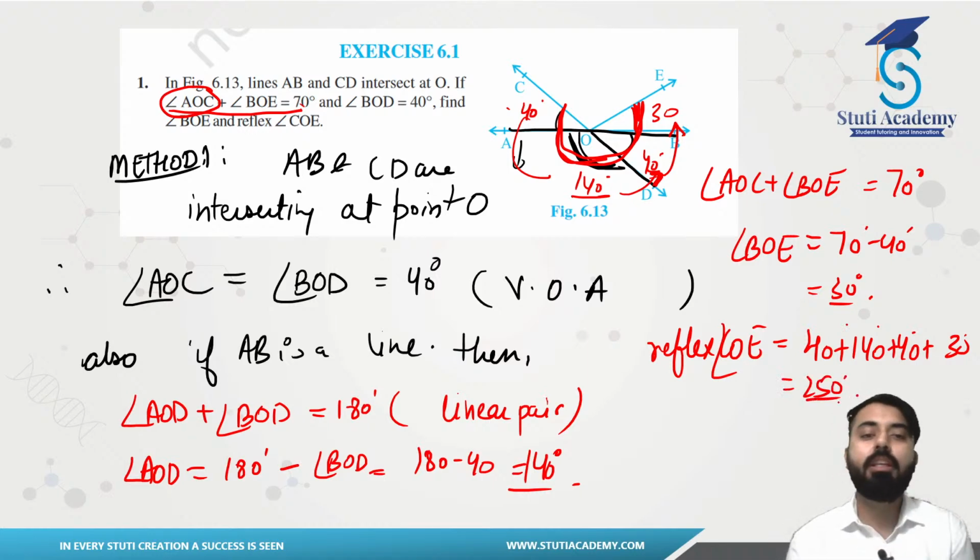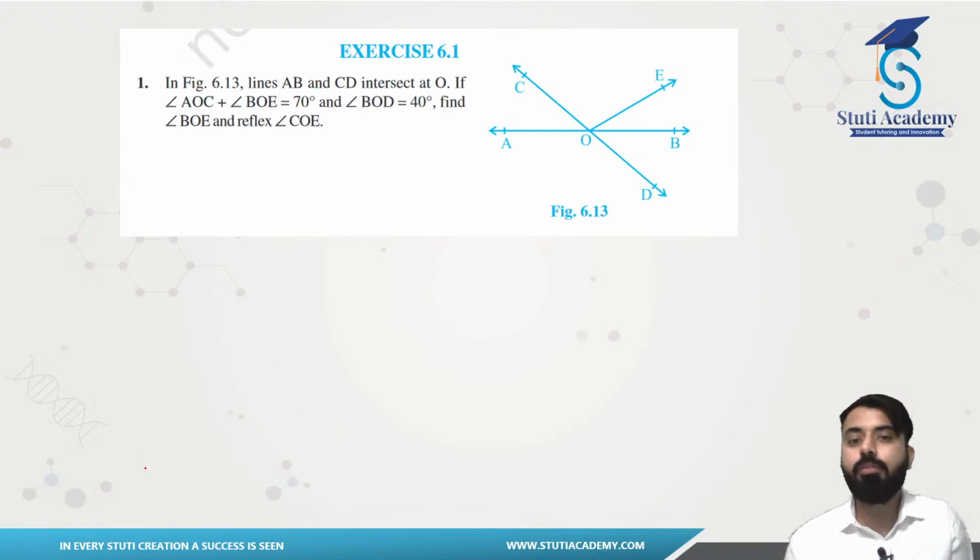I hope you guys get the point why we are doing it like this, because we have just each and every angle on the reflex. So we just have to add those angles and we will ultimately be having the reflex COE. That is method 1. Now we can use method 2 also. So if I erase this one, for method 2, that will be quite easy.